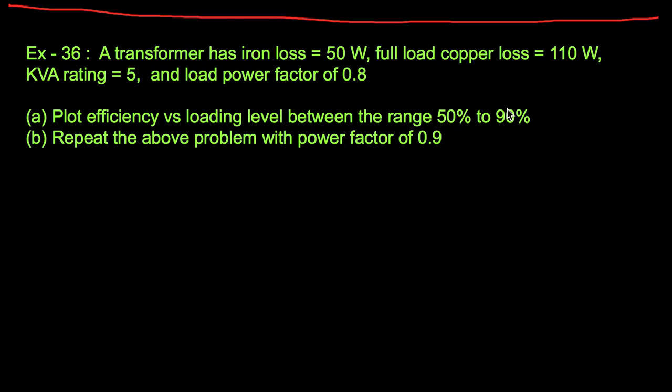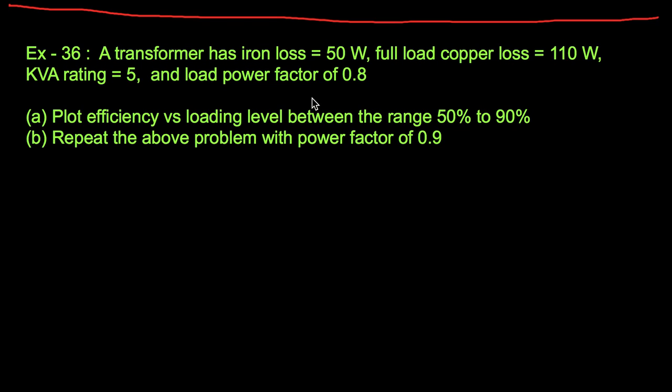We know that maximum efficiency occurs at a certain fraction, and that falls between this range. So we'll try to see that pattern. Okay, so let's get started. And then the other part is to repeat the above problem with a power factor of 0.9. If I improve the power factor from 0.8 to 0.9, of course my overall efficiency also improves as we had seen before. But let's see how it works.